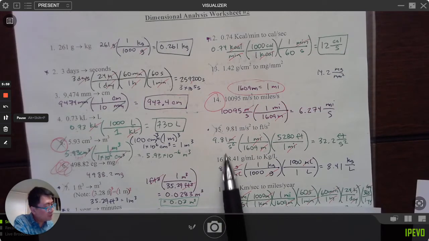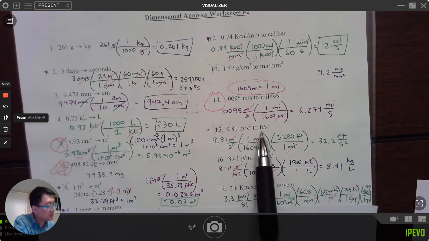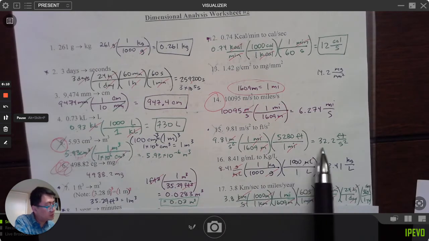Looking at, I think, 15 here, 9.81 meters per second squared. You're changing just meters to feet. Why change meters to miles? Miles to feet. Got 32.2 feet per second.